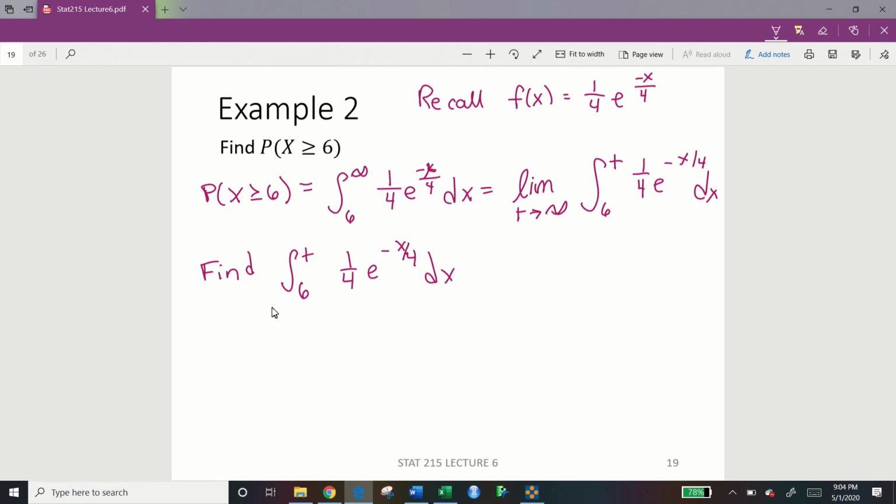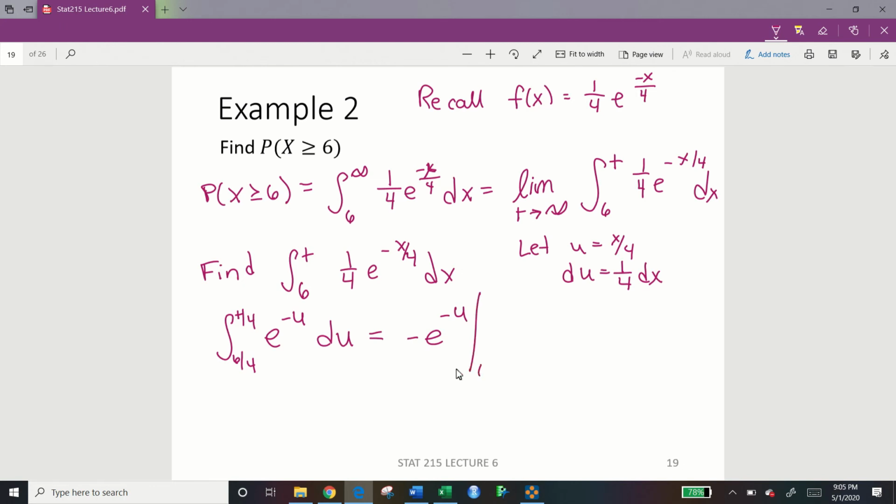At this point, we're going to use some substitution. So we are going to let u equal x over 4 and du equal 1/4 dx. By substituting in, we will now integrate e to the negative u du from 6/4 to t over 4, which would equal negative e to the negative u on our bounds from 6/4 to t over 4.